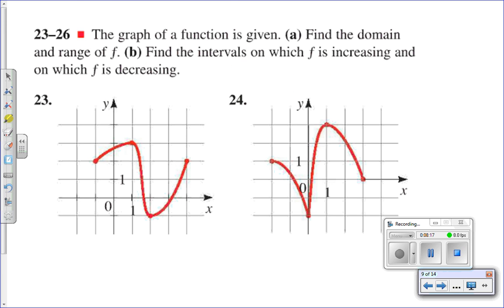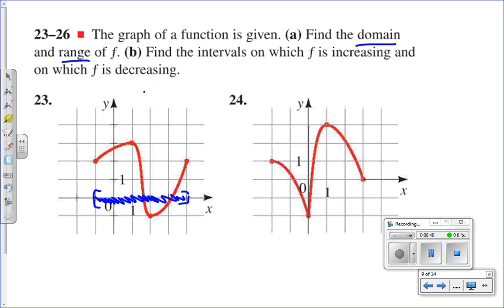All right, so here are 2 more examples. One thing we haven't mentioned here, let's look at part A. It says find domain and range. Let's do number 23 here. The domain is compressing this onto the x-axis. So I can see that this has x values all the way from -1 to 4.